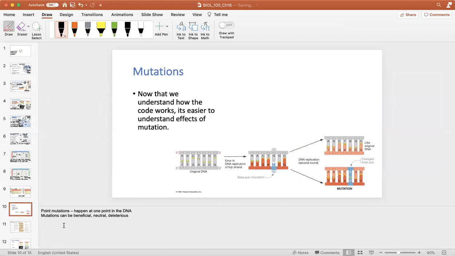So now that we understand how the genetic code works, it's a little bit easier for us to understand the effects of mutation. What I mean by that is if we have a base pair substitution, we're changing codons, aren't we?